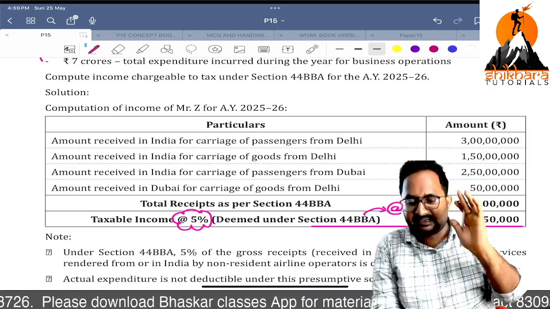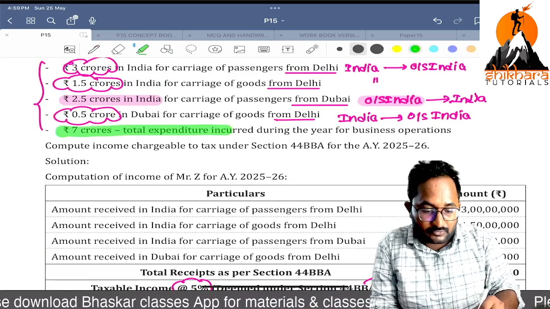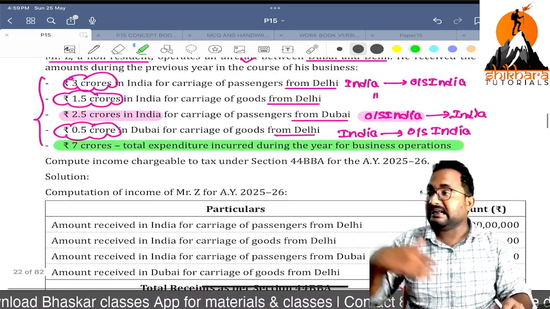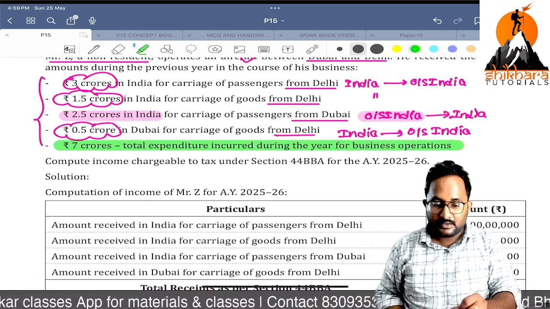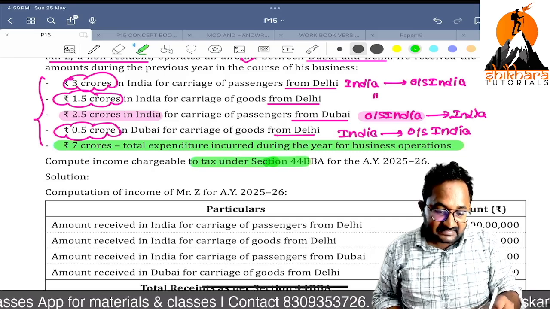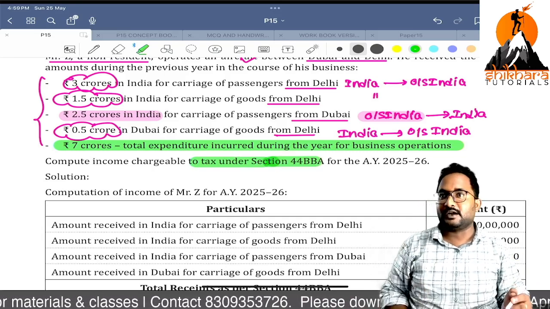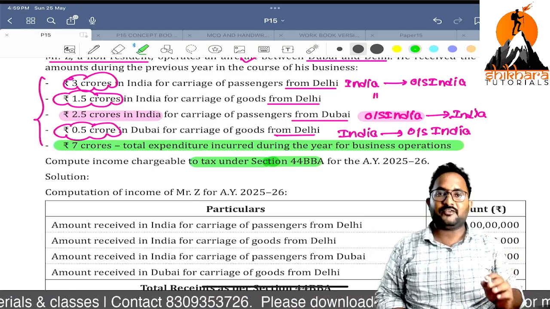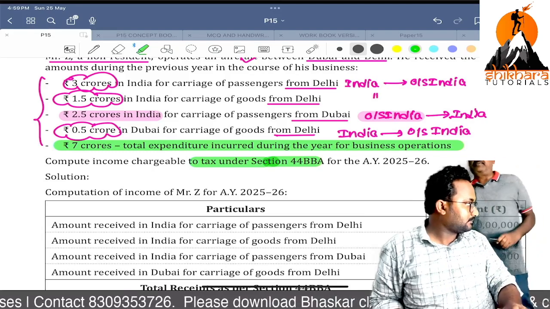7.5%. Now listen carefully. Sir, the expenditure is given. Many students are doing income minus expenses. No, you have to follow the presumptive taxation provision. And they are asking the tax under which section, ma? 44BBA. No, sir, I don't want to follow 44BBA. Our income is 7.5 crore minus expenditure 7 crores. If you write like this, that is not correct.